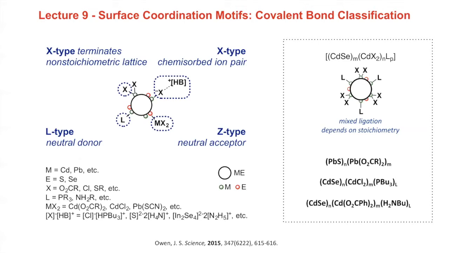And then we talked about how metal ions and their ligand anions can come on and off the particle, and we define those as Z-type or acceptor ligands. So each of those different classes was discussed last time, and we talked in depth about how the stoichiometry of the particle, in the case of cadmium selenide, say the cadmium and chalcogen ratio, dictates the numbers and types of ligands that are present on the surface of the particle.